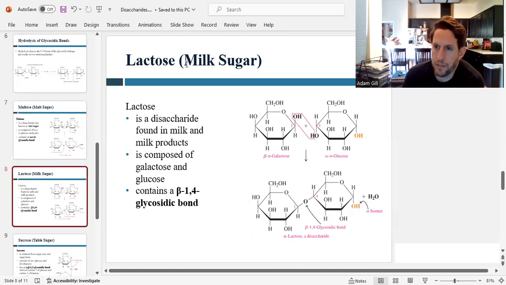Now, lactose is the sugar in milk, and it's composed of a galactose and a glucose linked together. But this linkage is as a beta 1,4. And so you can see that the OH on carbon 1 is up, so it's in a beta orientation. And so when it links together, it's a beta 1,4 glycosidic bond. Highlighted in pink here is where the water comes from. So lactose is beta 1,4 between galactose and glucose.